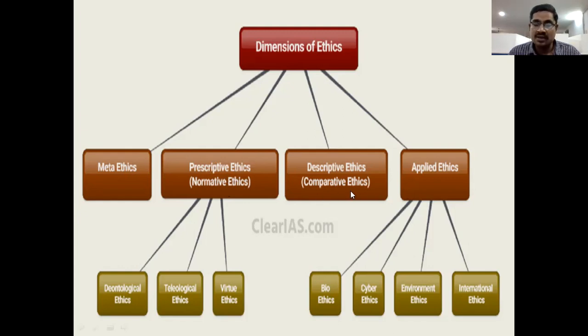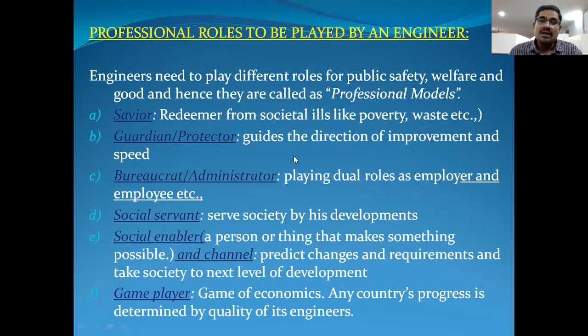Next, descriptive or comparative ethics means just observing the society and adapting something. This is one sense, and another sense is comparing our individual ethics and attitude with other people's, right? That is called descriptive or comparative ethics. Next, applied ethics. In applied ethics, cyber ethics, bioethics, environmental ethics, and international ethics are the subparts, right?